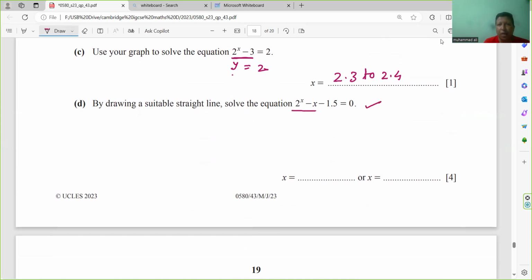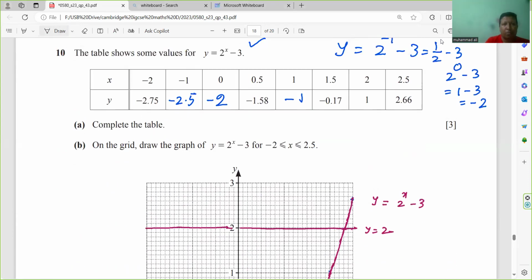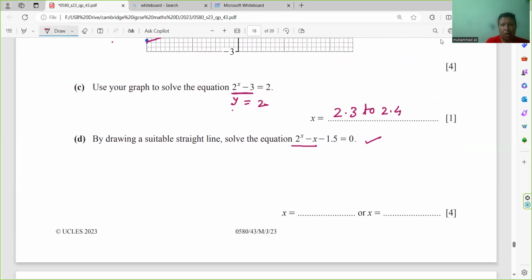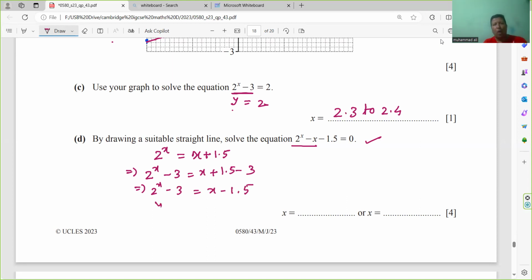We try to convert this left side according to this curve equation. How do we do this? Like to the power x, if we take minus x minus 1.5, in the right side it will be x plus 1.5. Now on both sides we have to take minus 3. So the right side also we take minus 3. So it will be to the power x minus 3, it will be x minus 1.5. So y equals x minus 1.5.